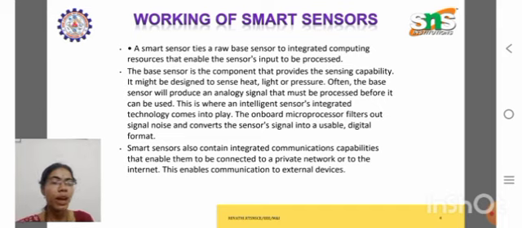Coming to the next point, smart sensors also contain integrated communications capabilities that enable them to be connected to a private network or to the internet. This enables communication to external devices.